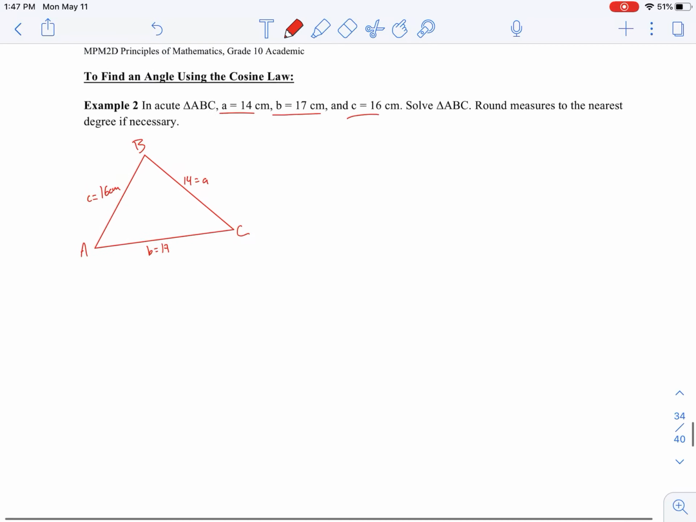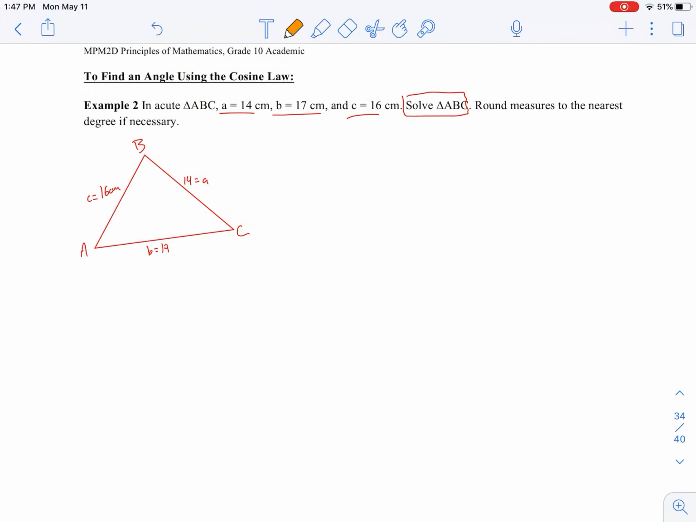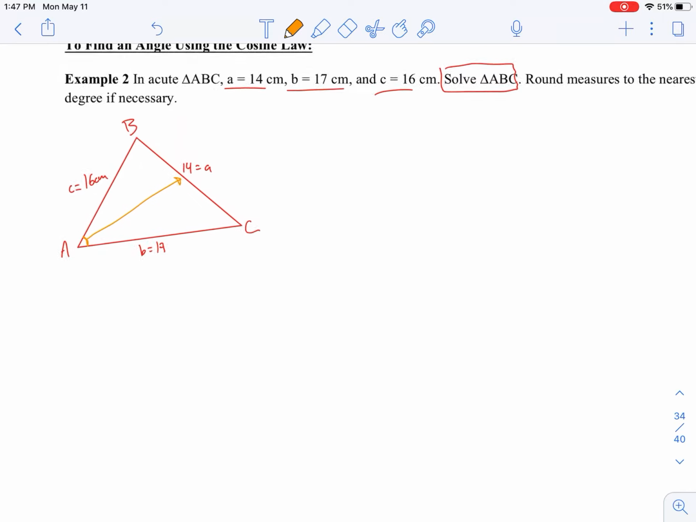And it wants us to solve triangle ABC. So it wants us to find all three missing angles. In this case, it wants all angles and all sides. It gave us all sides, so we're going to solve for all angles. So I'm going to pick a random angle to solve for first. Actually, not so random. Let's go alphabetical here. So let's solve for angle A first.